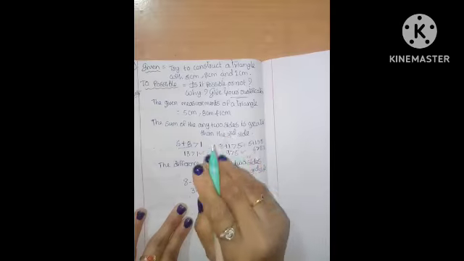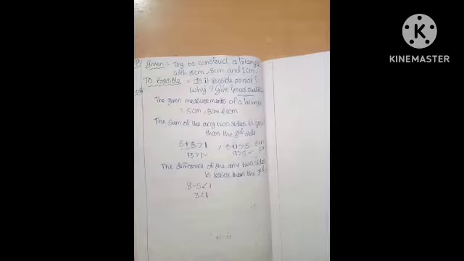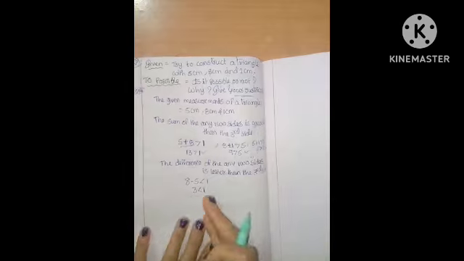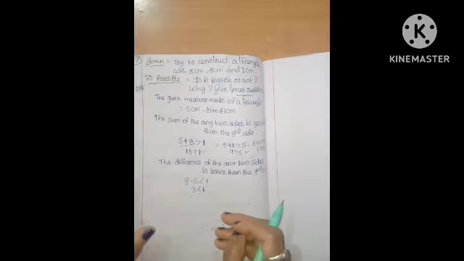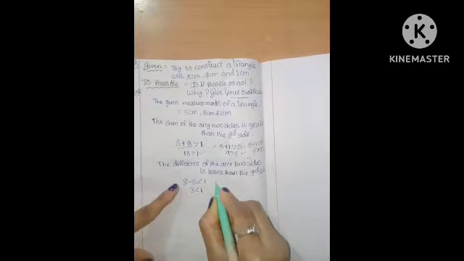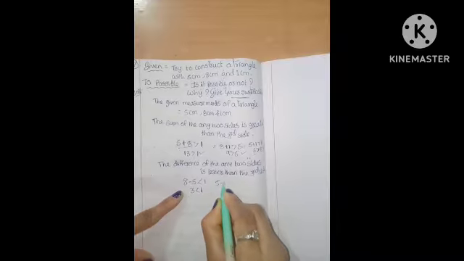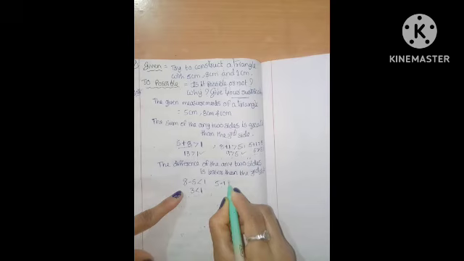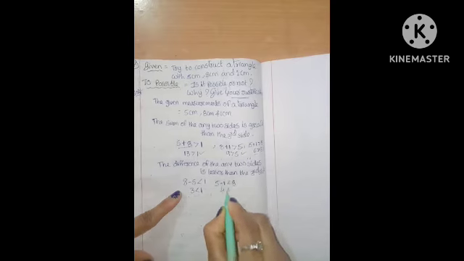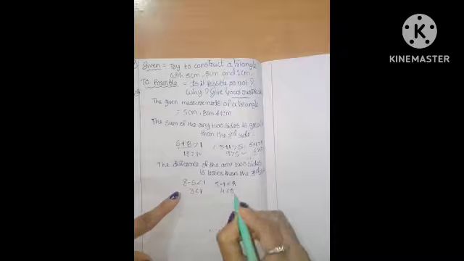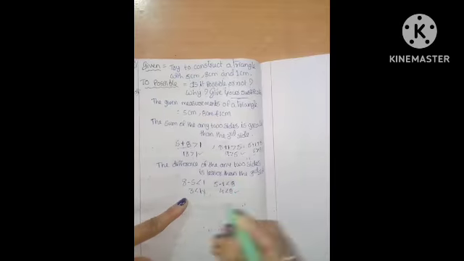So is it possible with the given measurements? With the given measurements it is not possible. The difference is also the same. Any two sides' difference, that is also the same. 5 minus 1 should be lesser than 8. 5 minus 1 is nothing but 4, which is less than 8. It is possible. This is possible, and the next one is not possible.